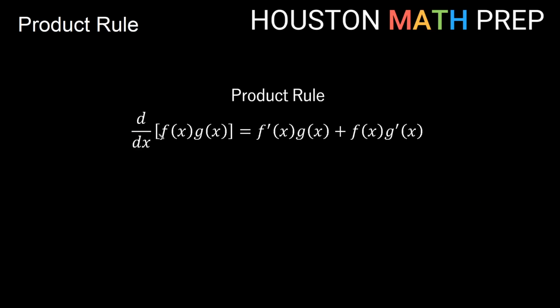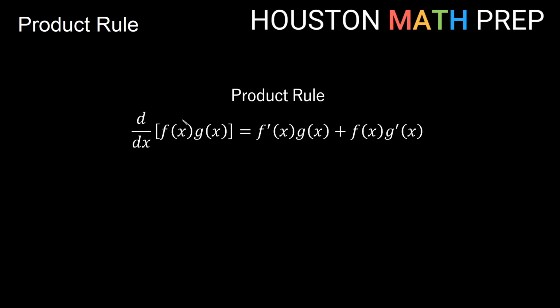Our product rule looks like this. It says the derivative with respect to x of some function of x times another function of x, so we're calling the first one f and calling the second one g, is equal to f prime of x times g of x plus f of x times g prime of x. This looks like a lot at first, but it's really not so bad.